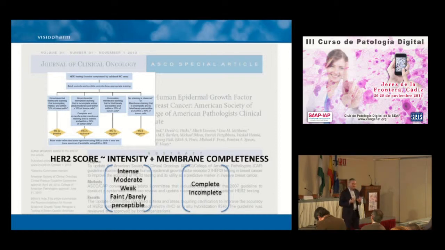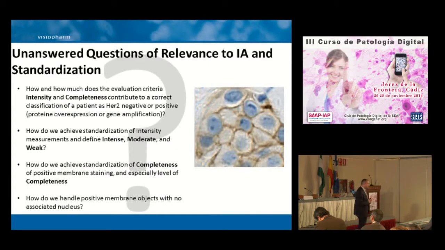But the big problem is that now, with the new guidelines, we have to look at degrees of completeness. And in a world that really is asking for standardization, that's not necessarily helpful. And it also leaves us with a number of unanswered questions. For example, if we're looking at intensity and completeness, how much do these two evaluation criteria really contribute together and independently? And there is no standardization of intensity or completeness.